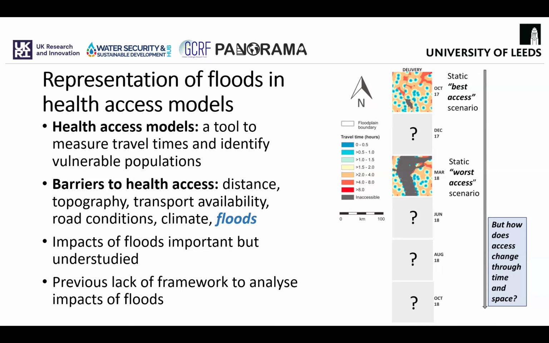And this was the rationale for me to develop a framework that would permit this new understanding, especially because obviously we're all concerned about climate change, which will affect floods. And at the minute, we don't know how floods are even affecting health access. So how can we prepare for the future climatic impacts?